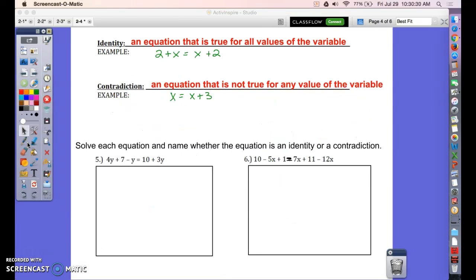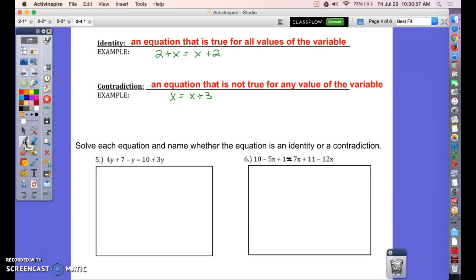The next type of equations are special cases. Okay, so make sure you write this down. You may need to pause. An identity is an equation that is true for all values of the variable. Take a look at this equation right here. If you have 2 plus x equals x plus 2, you can see that the left side is exactly the same as the right side. So that means every number you put in for x will work. It's like all solutions. All real numbers are your answers.